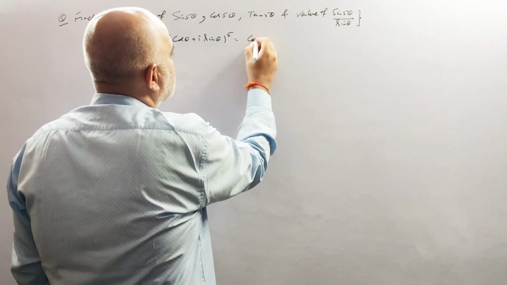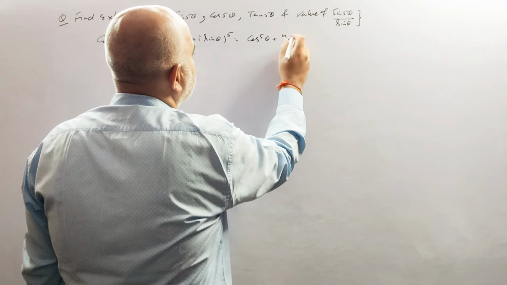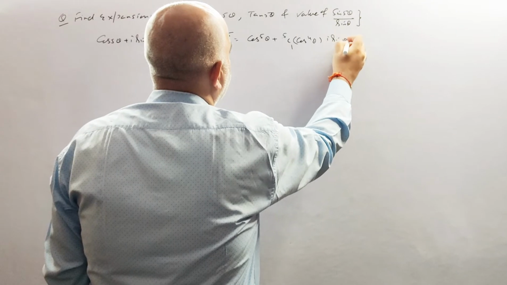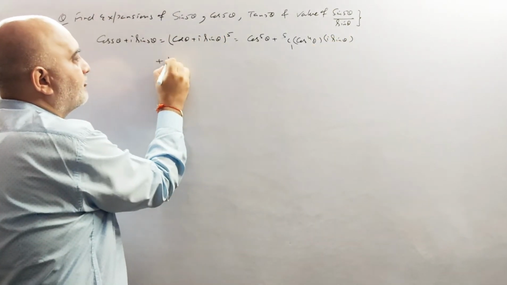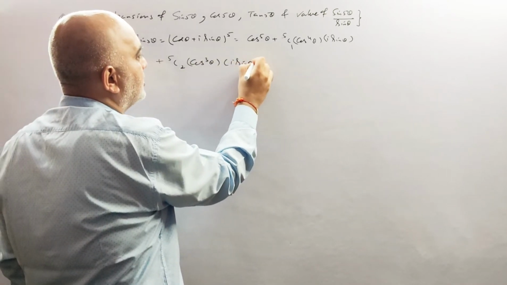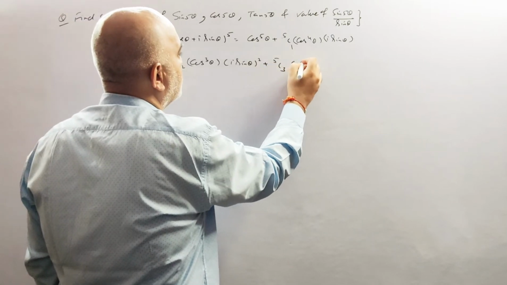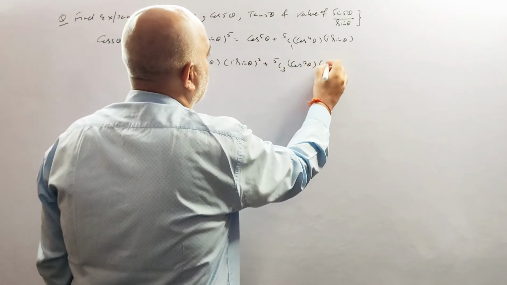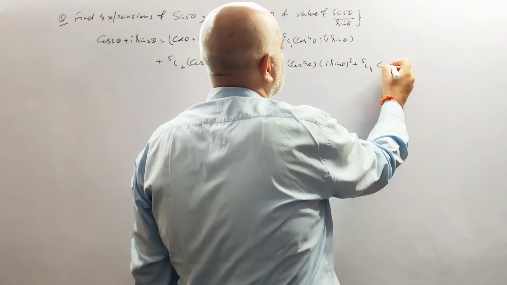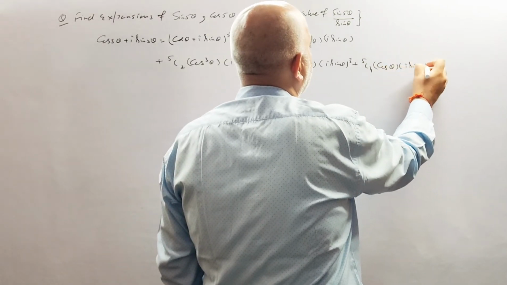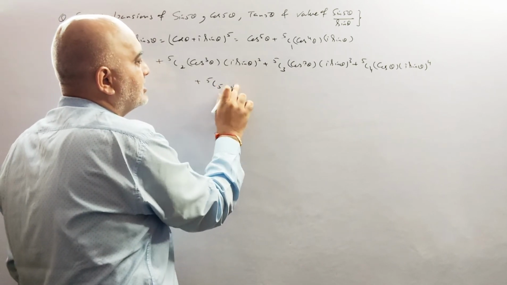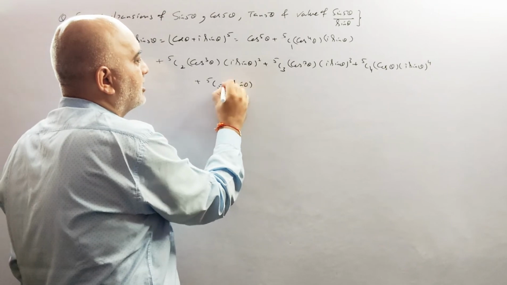So this is equal to cos of 5 theta, 5C1 cos 4 theta iota sine theta, and after that it is 5C2 cos to the power 3 theta iota sine theta whole square, 5C3 cos square theta iota sine theta cube, 5C4 cos theta iota sine theta raised to the power 4, and 5C5 cos theta is not there, iota sine theta raised to the power 5.